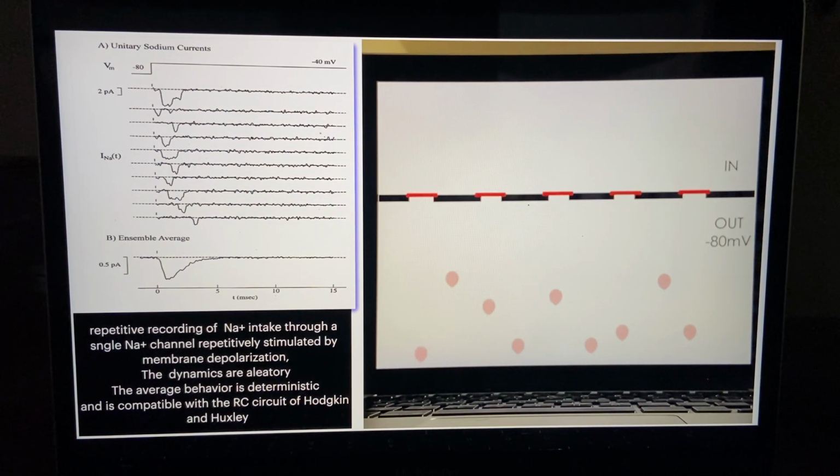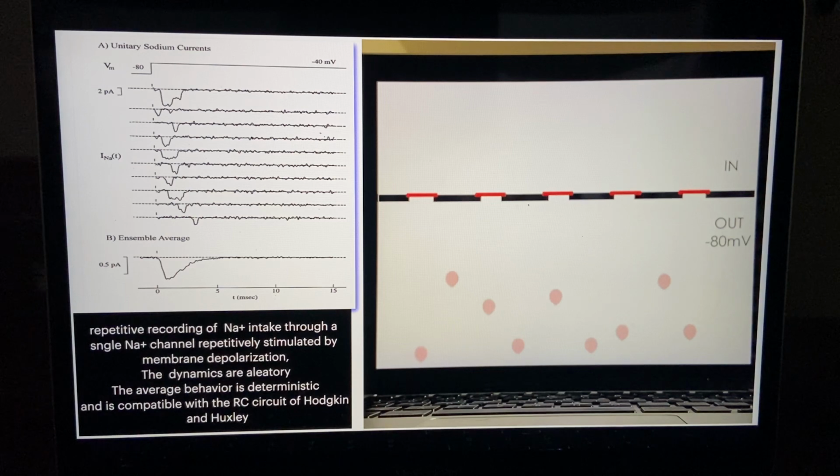If you, however, make a mean of these results, you get the trace at the bottom, which is exactly what we can reproduce with an RC circuit, according to the deterministic behavior of the Hodgkin-Huxley model. So each single sodium channel behaves as an aleatory system, but if you have an ensemble of these systems, you get a deterministic response.